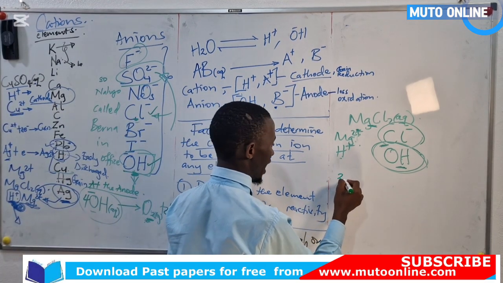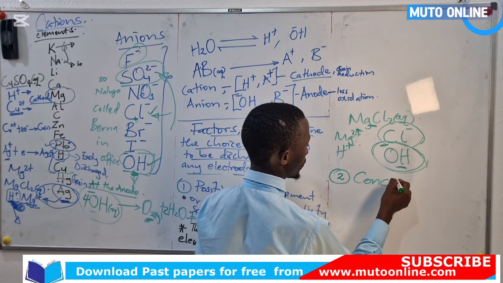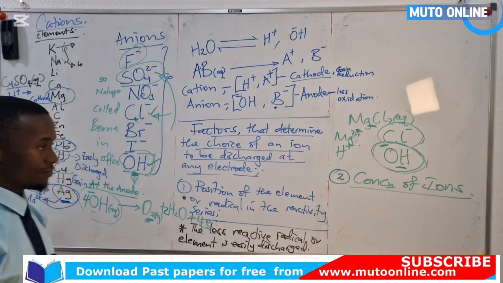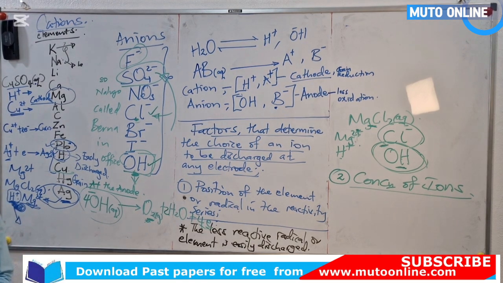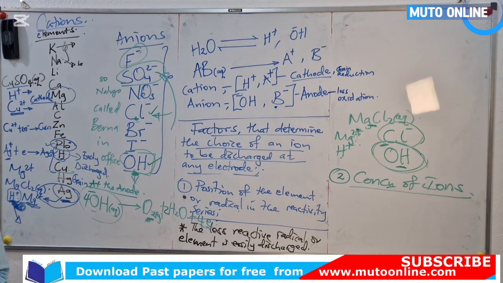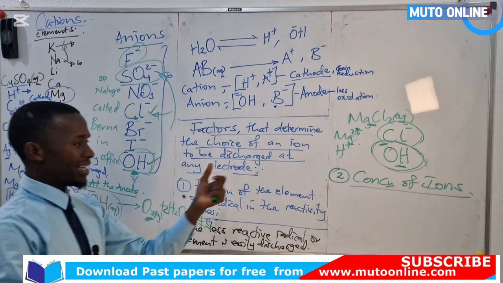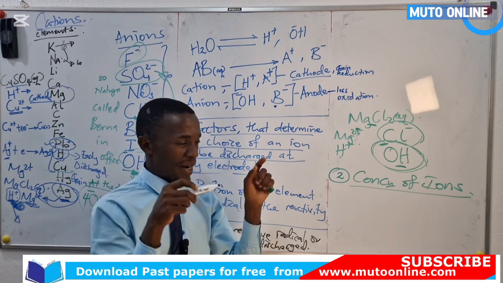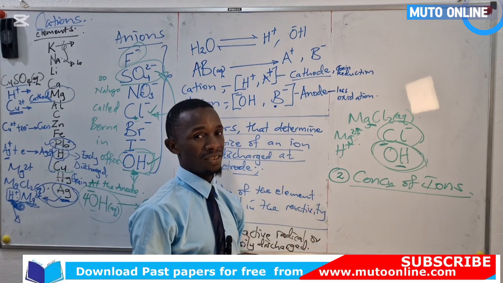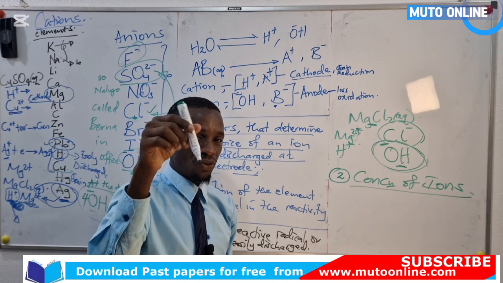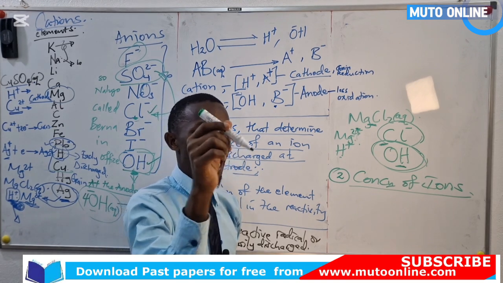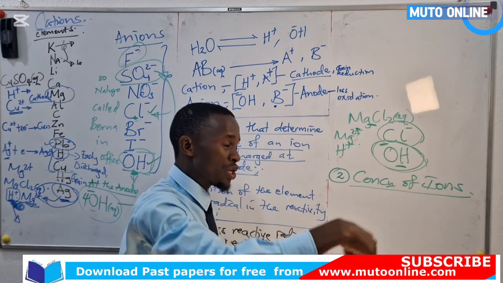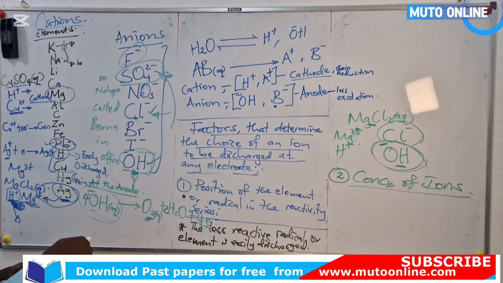The second factor is concentration of the ions in the electrolyte. Members, when an electrolyte is given, it may be in form of a solution, but if concentrated, the ions of that concentrated ionic solid will be discharged in preference to the others. We don't follow the reactivity series in this case.